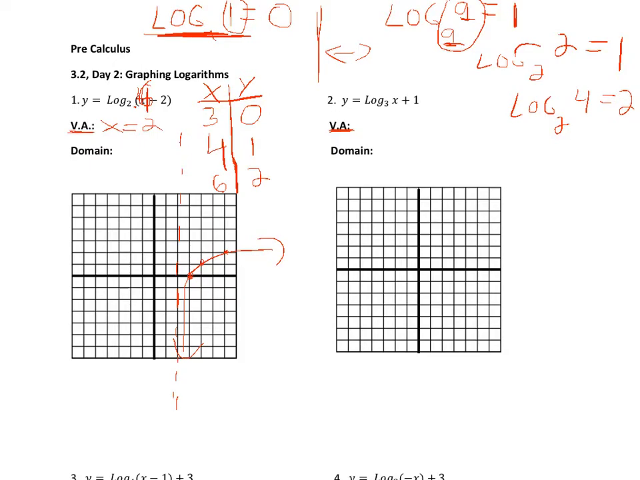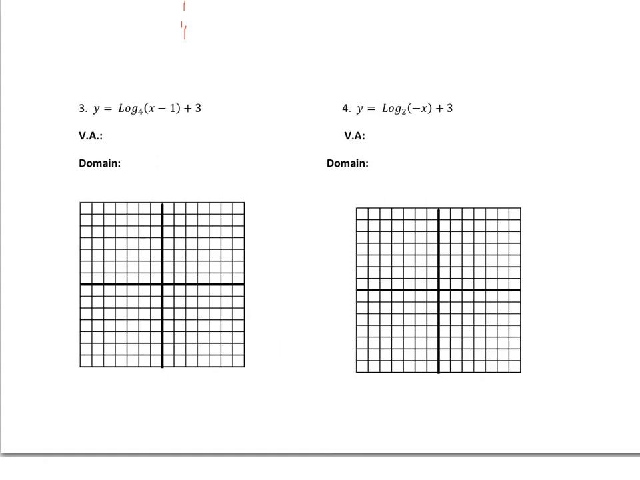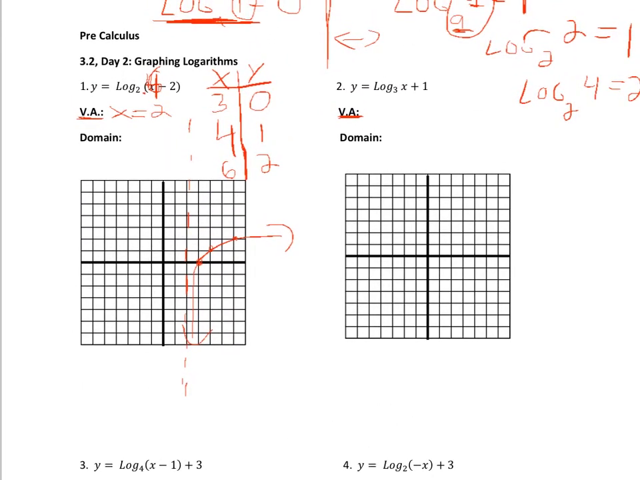Okay, let's do number 3. Now, oh, you know what? I forgot to do domain. If you look at domain, you only have a graph here to the right of x equals 2. So domain is just x is greater than 2. Or if you put it in interval notation, it's 2 to infinity. So your VA is going to have a lot to do with the domain. Basically, it's either going to be greater than that number or less than it.